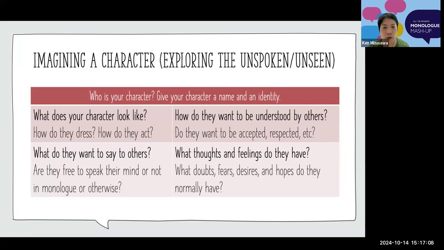Fourth question, what thoughts and feelings do they normally have? What doubts, fears, desires, and hopes does the character have exactly? And how might that inform your monologue? Because if your character is generally a very nervous character, that is likely to be given expression in your monologue, regardless of what the monologue is about. So try to imagine your character almost like a human being that could be similar to you or very different, but just give as much detail to this character as possible. Write it all down. And as I said, maybe even draw your character if that's going to help you imagine this character. But try to give yourself every opportunity here to make the character feel real and believable in your mind.